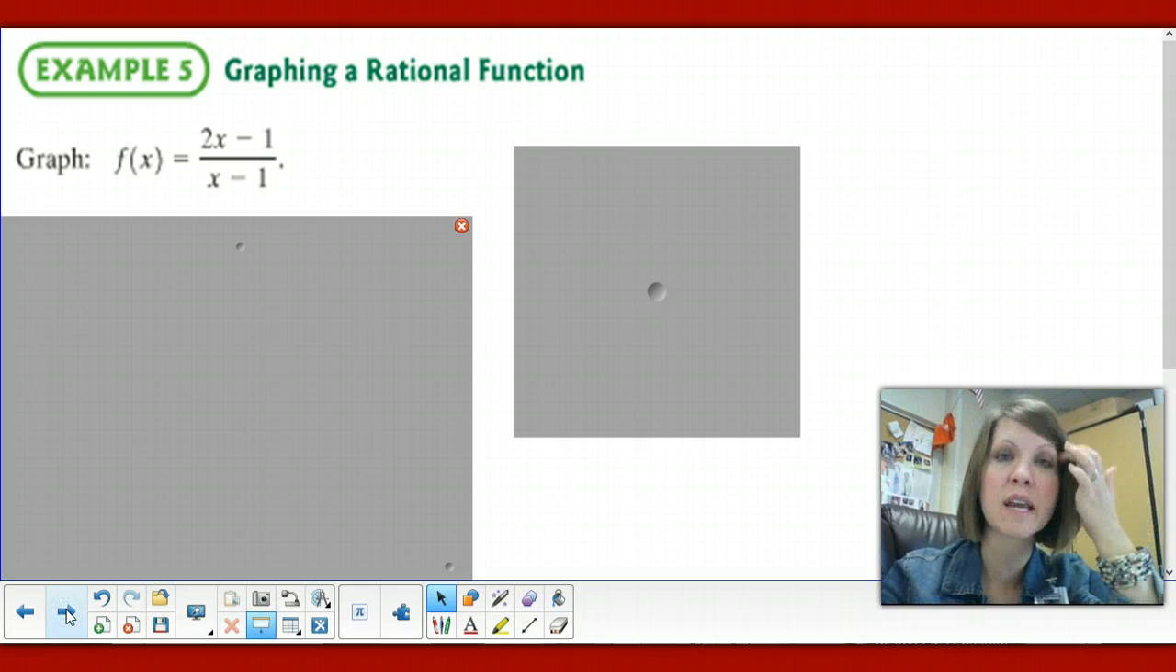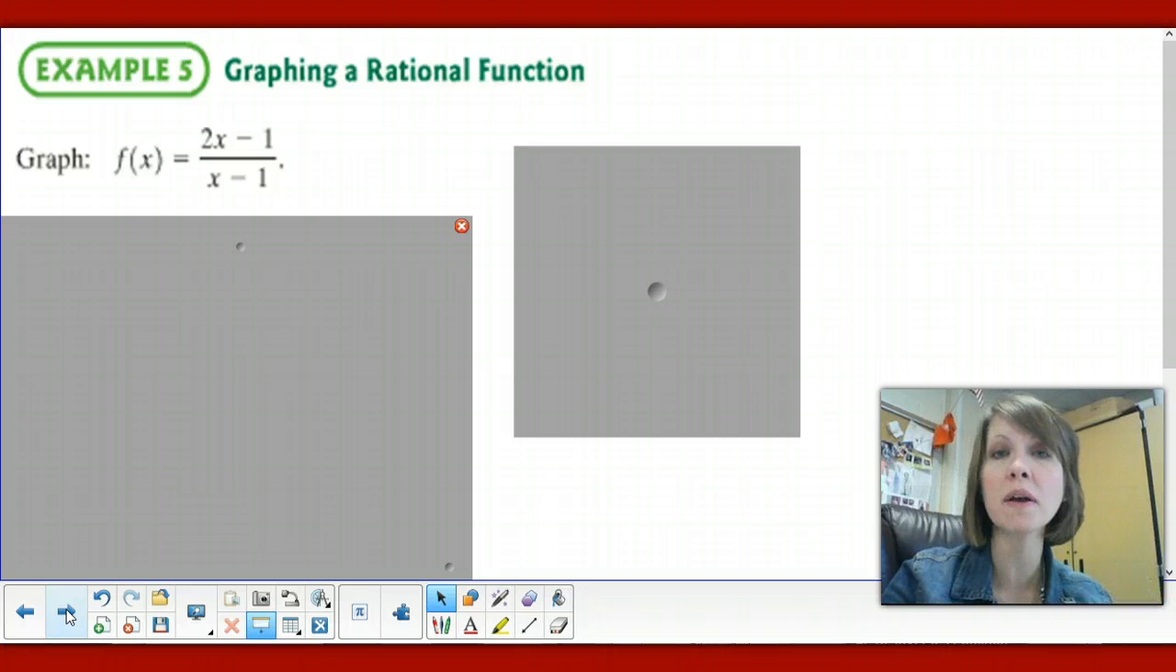We're going to use example 5 for me to go through quickly this 7-step process. Graphing a rational function. f of x equals 2x minus 1 over x minus 1. This is a little more complicated than what we did in our first homework assignment, where you could use transformations to help you with that. This is not set up in a way that would allow us to use transformations.